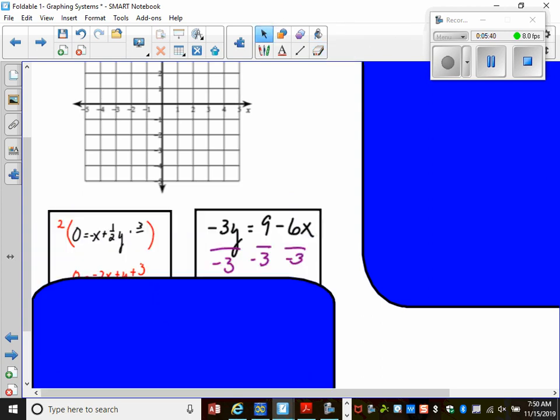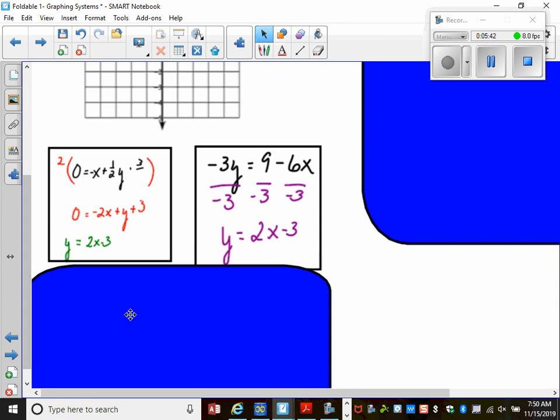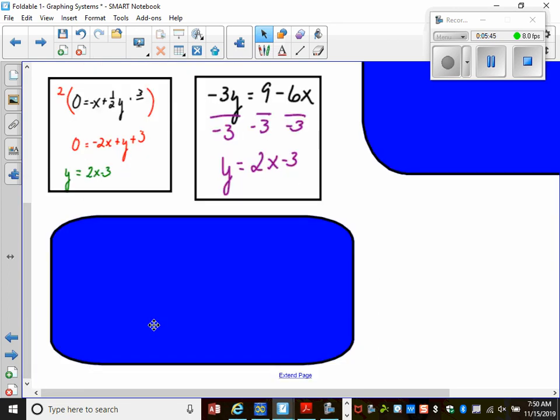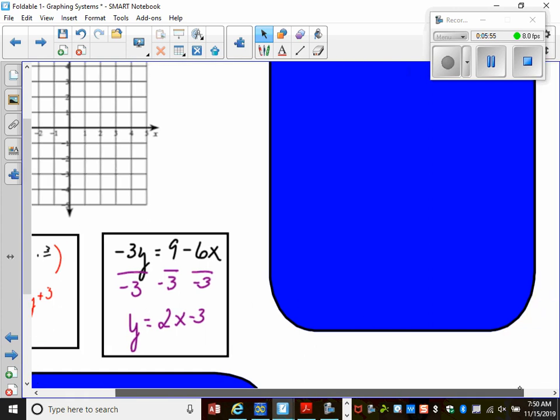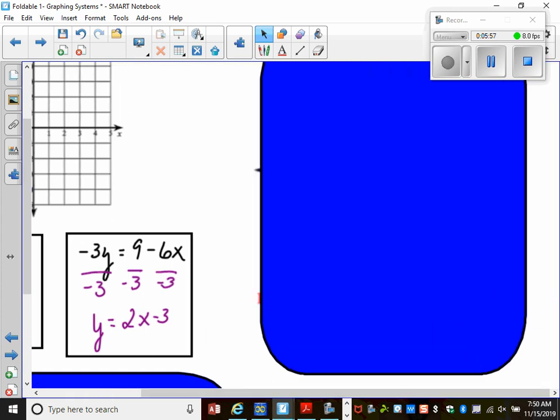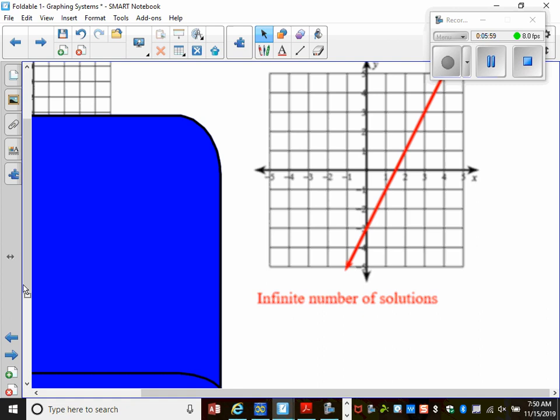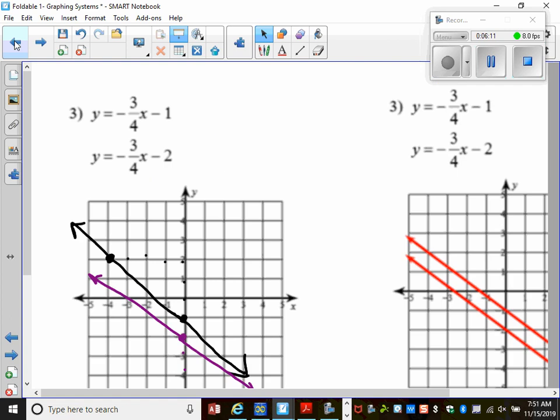So once you solve for y, let's see what we're going to have. We're going to have y equals 2x minus 3 and y equals 2x minus 3. So you can see that they're going to end up being the same equation, so it will simply look like one line. Okay, that's it. All right, so just make sure you have written in infinitely many for that one, and then for this one right here, make sure you write no solution.